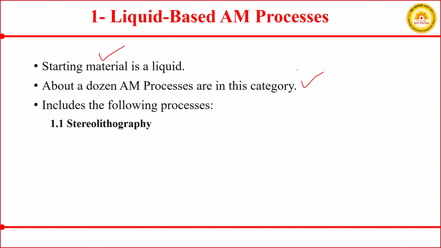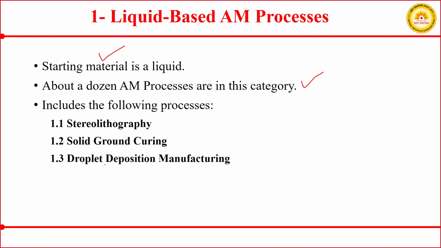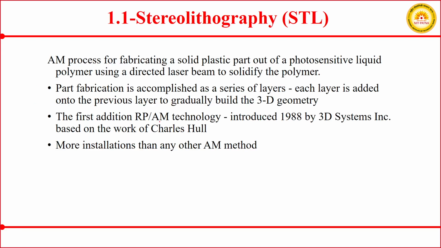For example, stereolithography, solid ground curing, then droplet deposition manufacturing. So stereolithography, let us take the first case. It is an additive manufacturing process for fabricating a solid plastic part out of a photosensitive liquid polymer using a directed laser beam to solidify the polymer.